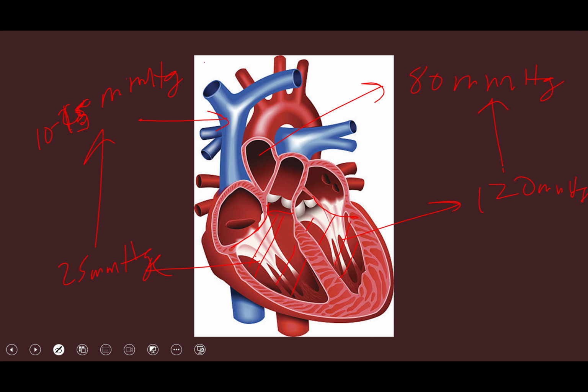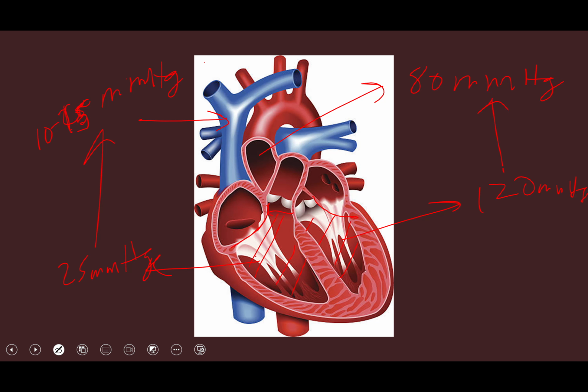So notice now that the semilunar valves will now open, the aortic valve and the pulmonary valve, causing blood to now rush outside of the heart. This is ventricular ejection. Alright? That is the end of this stage. Ready to move on? Any questions?